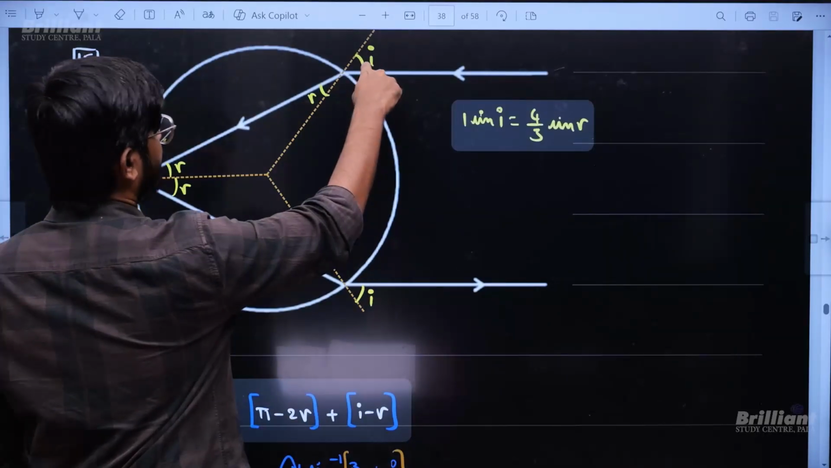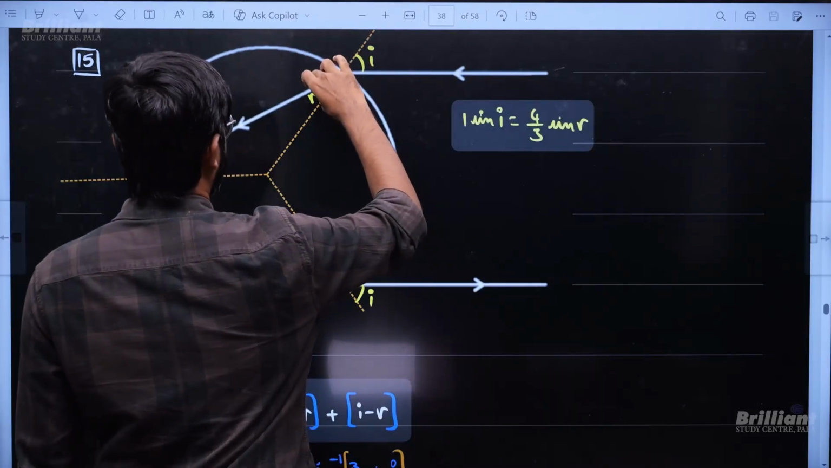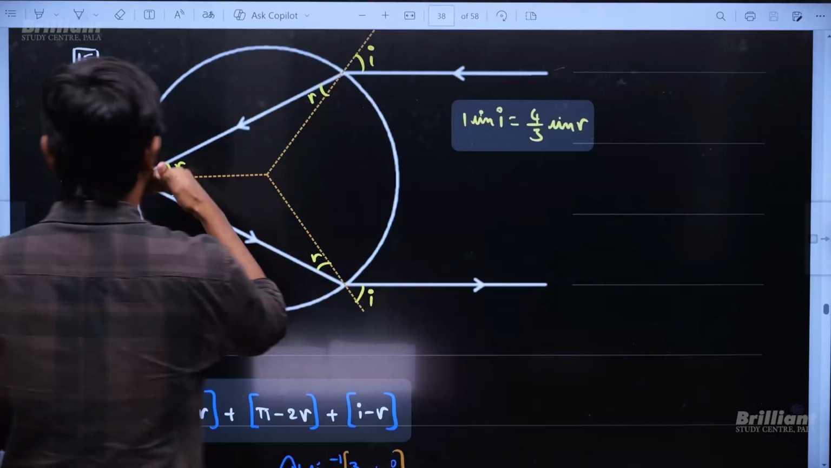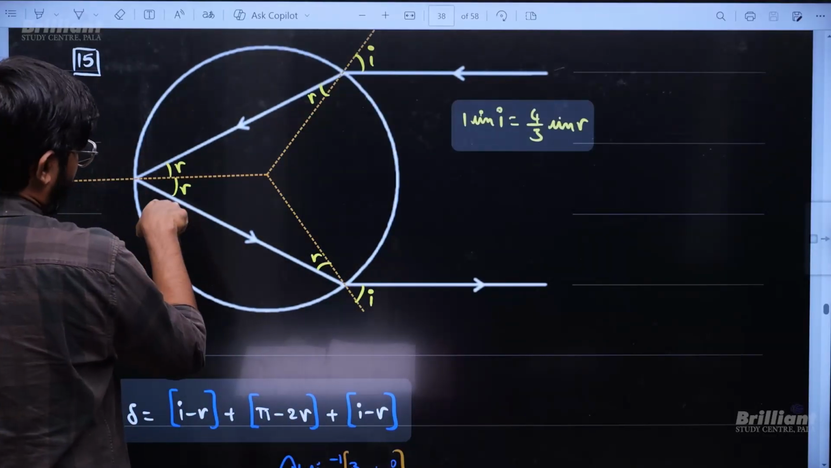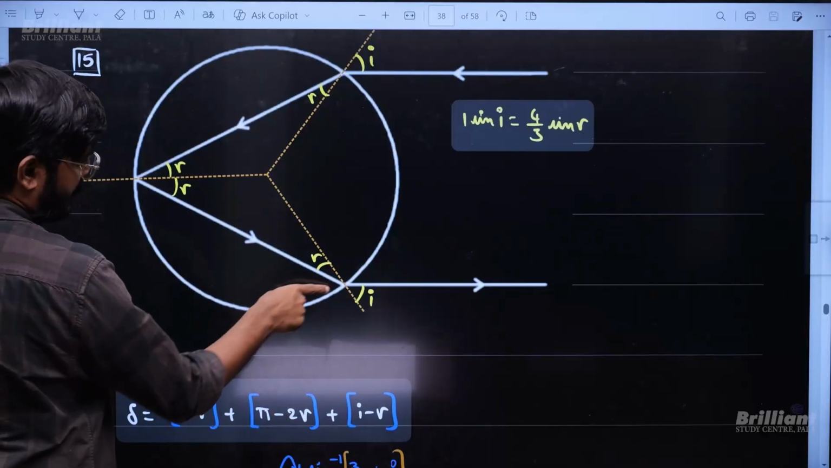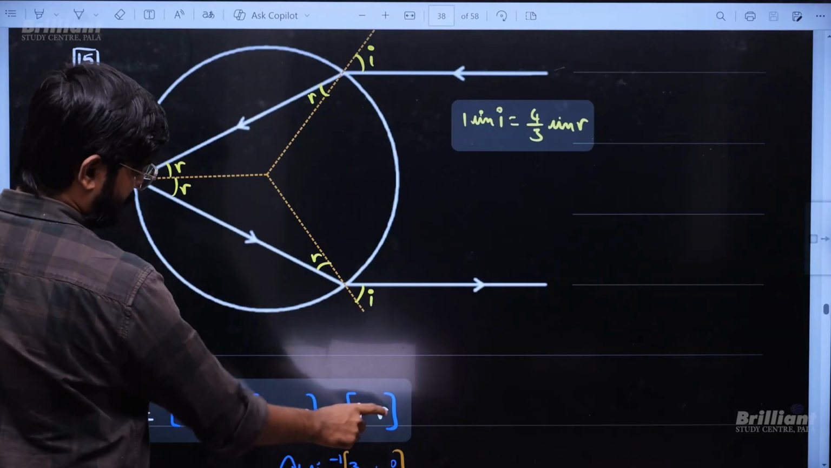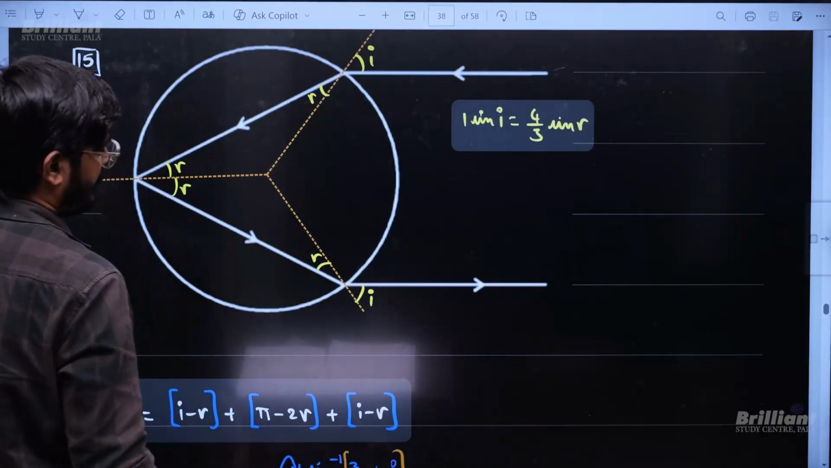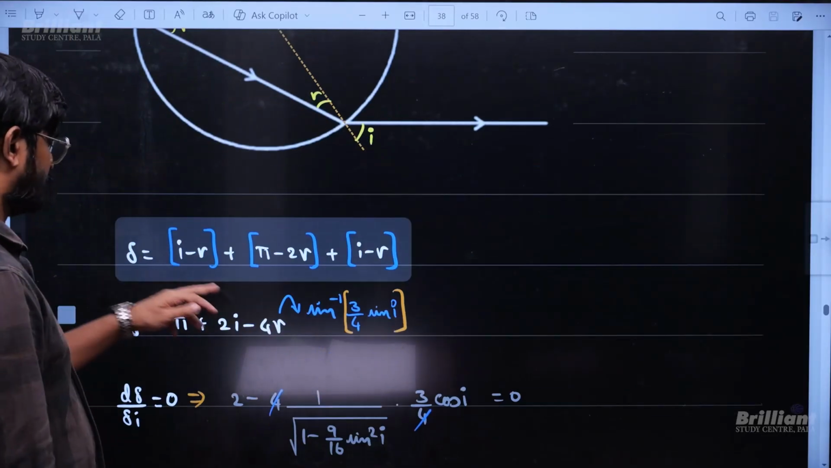So anyway, what is the deviation here? The ray used to go like this, but it bent like this. This angle is I, this angle is R, so it has bent by I minus R. Similarly here, it used to go like this, it has bent by 180 minus 2R. Again here it has bent by I minus R. So totally how much has it bent? I minus R, plus 180 minus 2R, plus I minus R. So you will be getting this much.